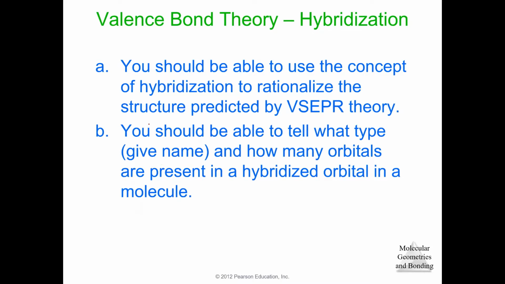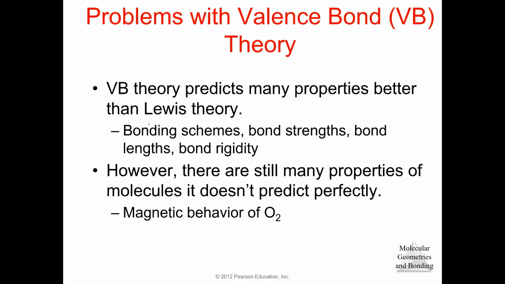So for valence bond theory, you should be able to use the concept of hybridization to rationalize the structure predicted by VSEPR, which we could do. You should be able to give the name of the hybridized orbital and tell how many orbitals are present in it. You should be able to do that.